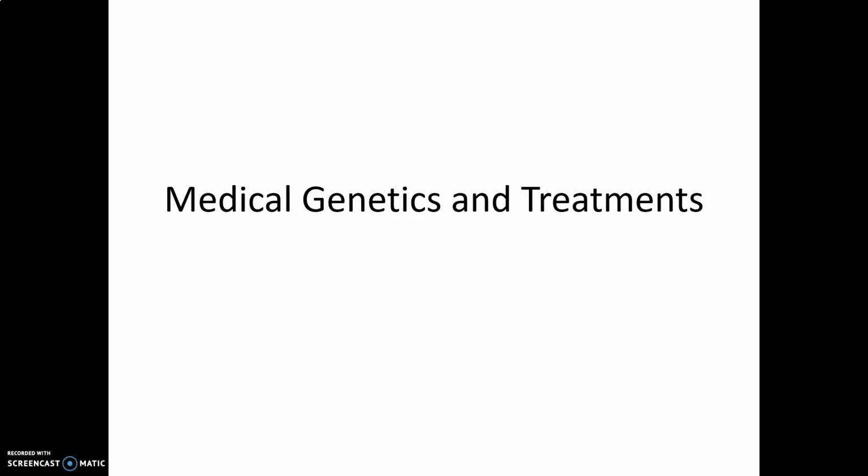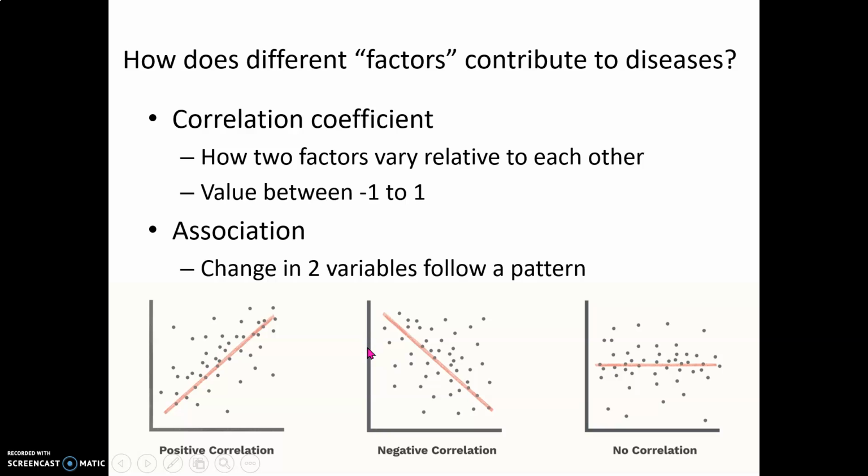examine medical genetics and treatments of cancer and some other diseases. So first, let's start with this idea that there are factors that contribute to diseases, and trying to relate how much a factor relates to, correlates to, or even causes sometimes comes with a coefficient. So how closely related are these two things? How does one influence the other?